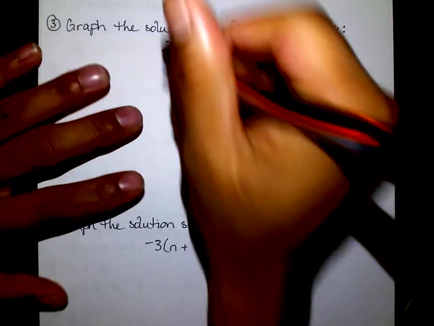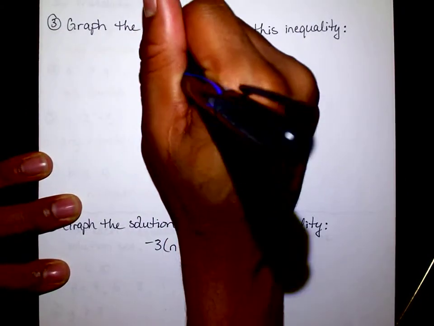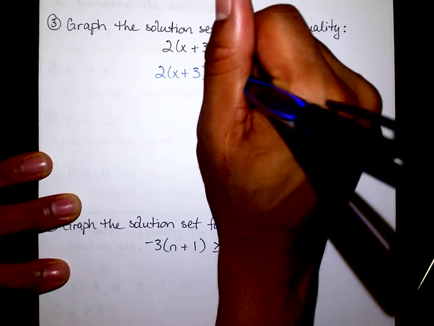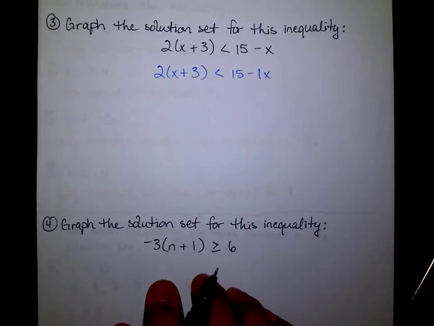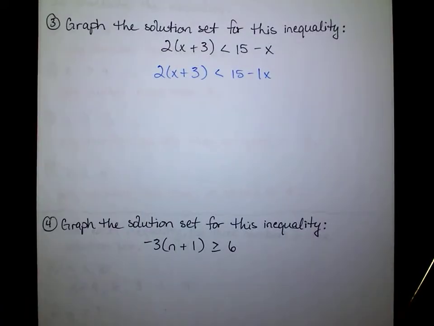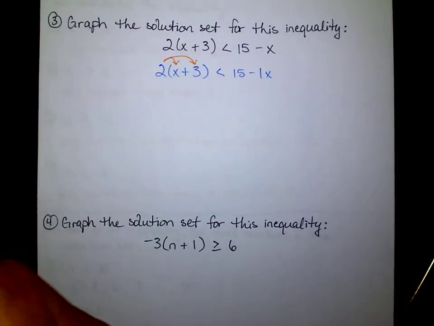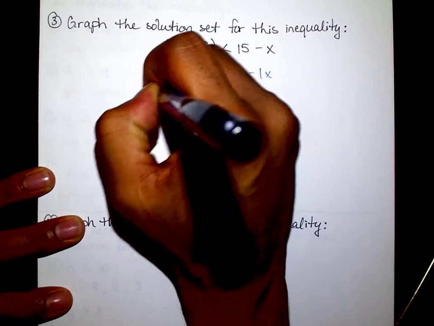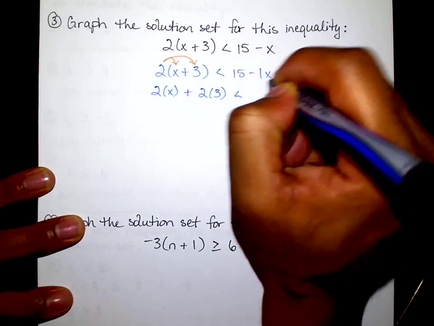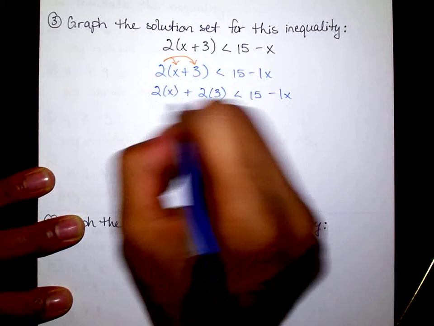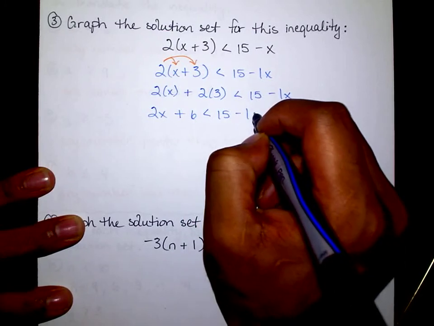We're going to rewrite our problem. Two times x plus 3 less than 15 minus 1x. Alright, I like to rewrite things. So we're going to show that we're distributing 2 times x and 2 times 3. 2 times x plus 2 times 3 less than 15 minus 1x. Simplify. 2x plus 6 less than 15 minus 1x.